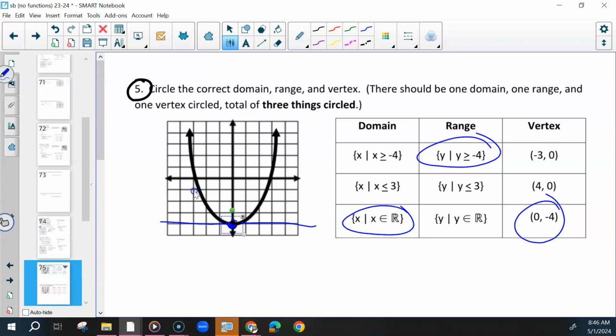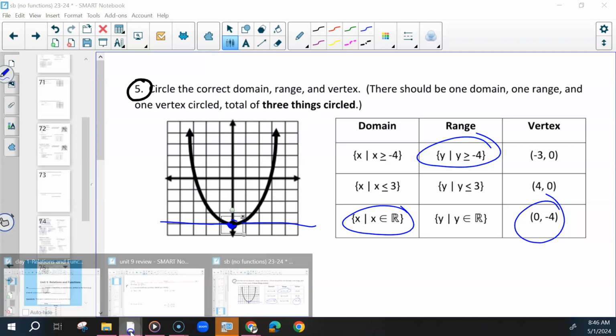Desmos will help you find the vertex, but you, again, have to know what you're looking for. Questions on those? Okay. Look at your notes.